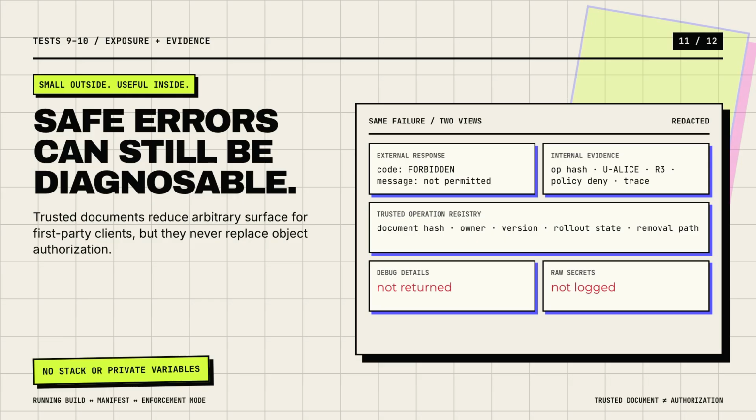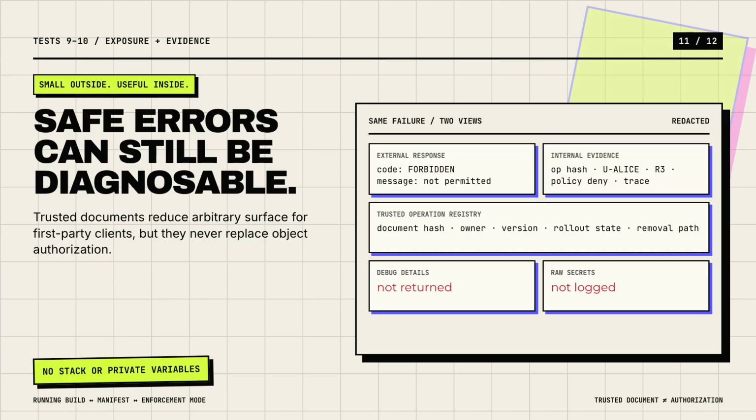For first-party clients, registered or trusted documents can reduce arbitrary query surface. The registry should track document hash, owner, version, rollout status, and removal path. Public or third-party APIs may need a different model. Trusted documents are not authorization. An approved document can still request report ID 3 for Alice, unless the resolver checks the object.